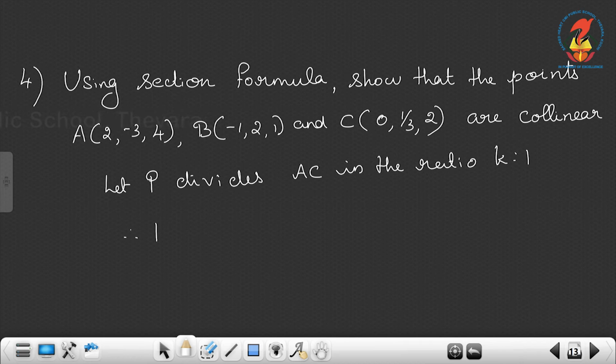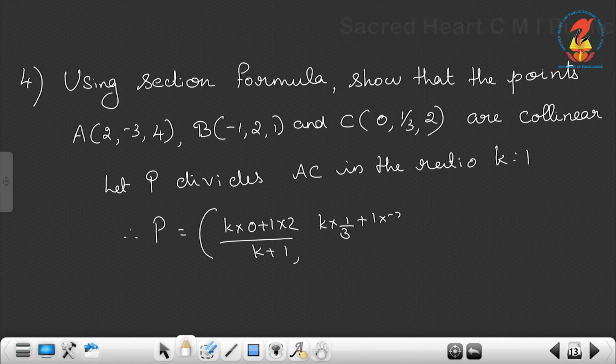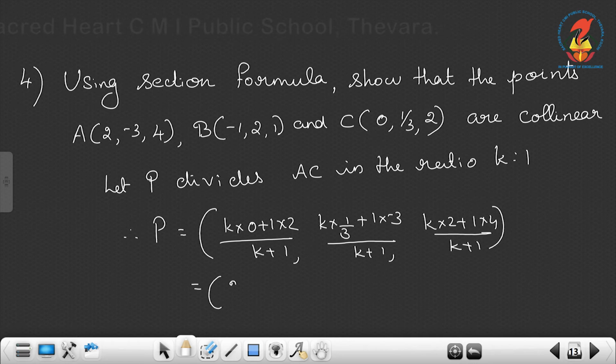Therefore, coordinates of P, A and C you have to take. So k into 0 plus 1 into 2 by k plus 1. Then k into 1 by 3 plus 1 into minus 3 by k plus 1. Then k into 2 plus 1 into 4 by k plus 1. These are the coordinates of P. That is 2 by k plus 1, k by 3 minus 3 by k plus 1, then 2k plus 4 by k plus 1.